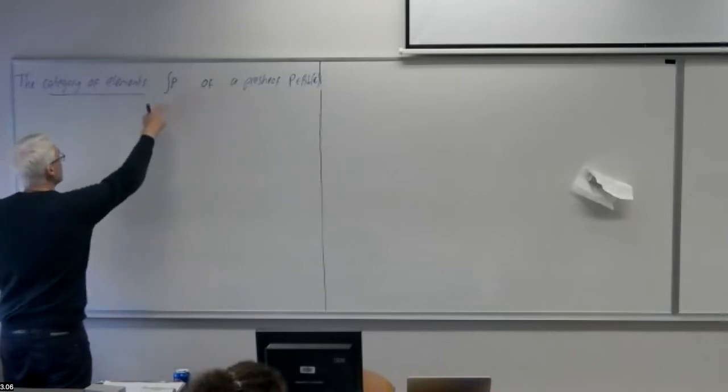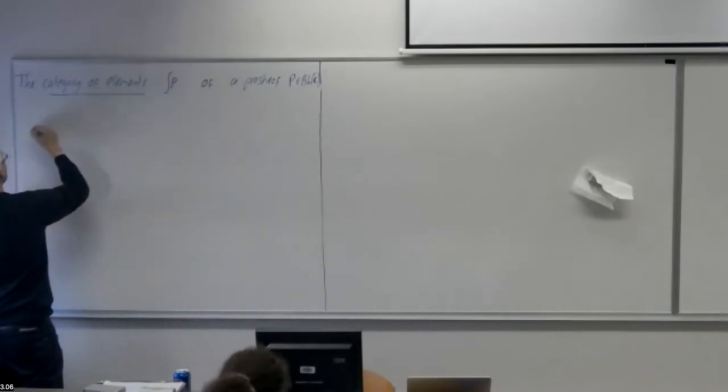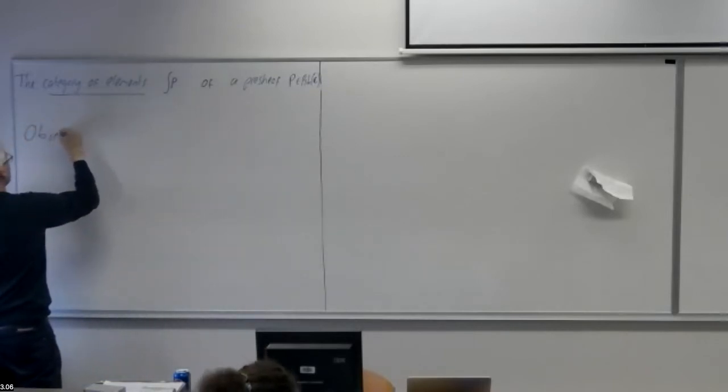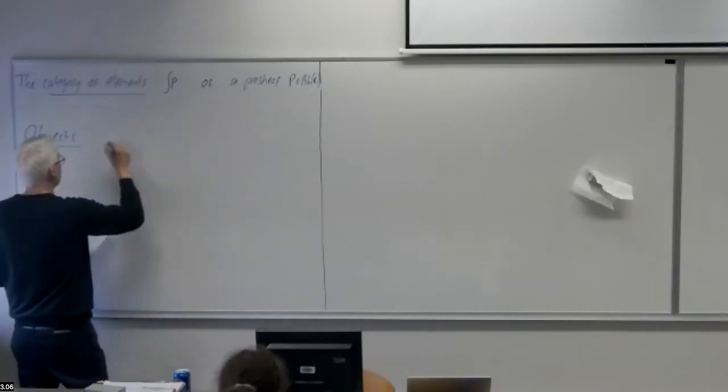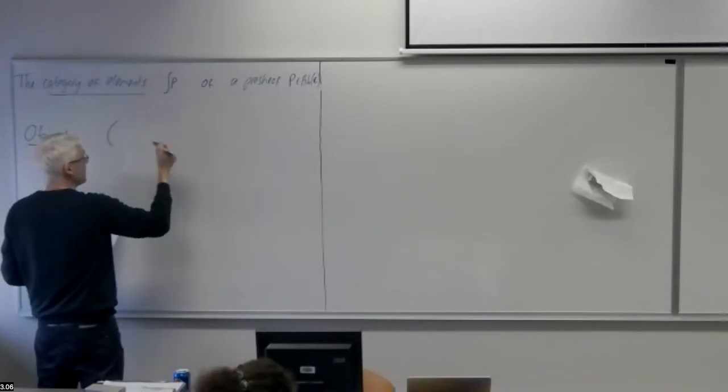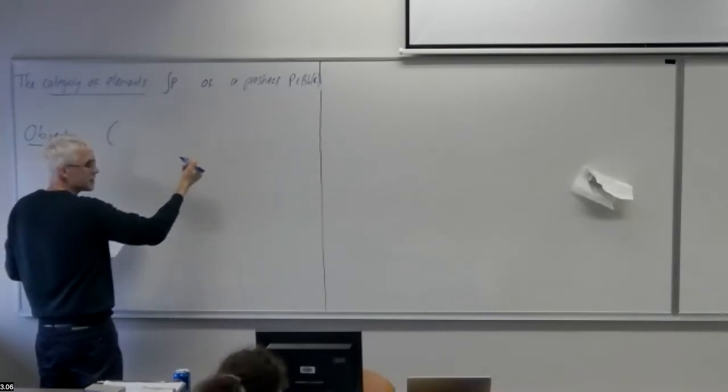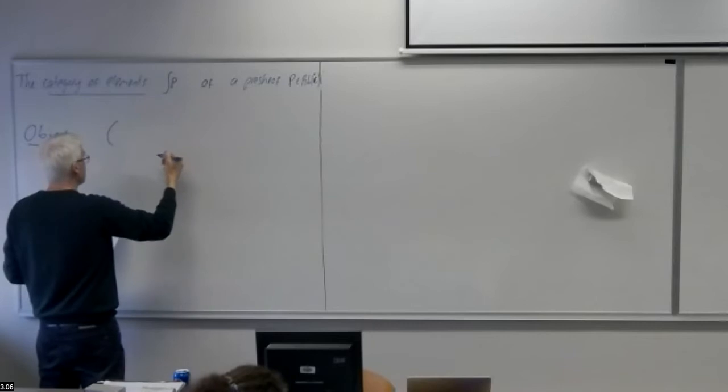So the category of elements has as objects elements of the presheaf. But what is an element of the presheaf? Well, an element of the presheaf is an element of P of X for some object X of C.